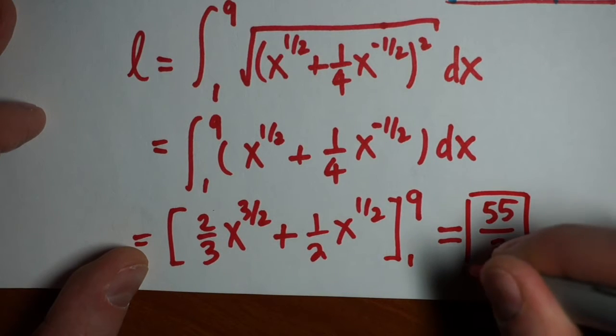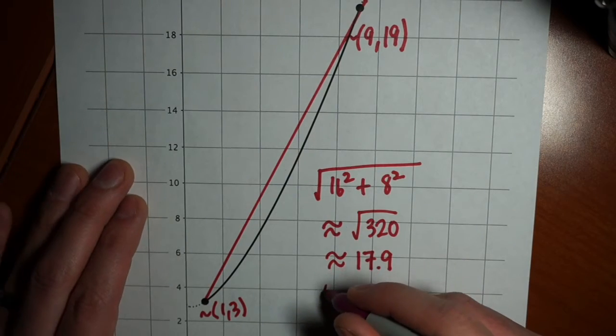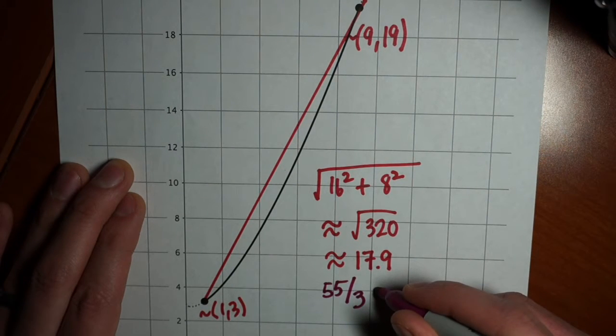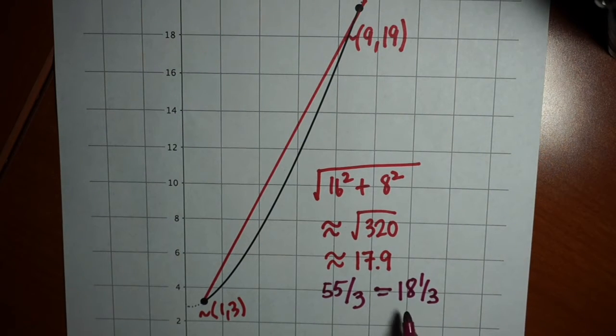Now let's see how this compares to our original estimate. Our original estimate was 17.9. 55 thirds is 18 1/3, which is just a little bit more than 18. And so I would say our estimate is actually pretty good. And it makes me believe that the answer that we get out of this is actually correct.